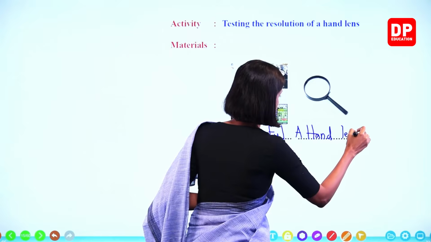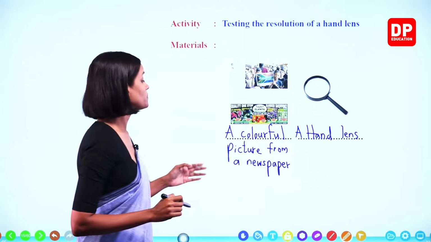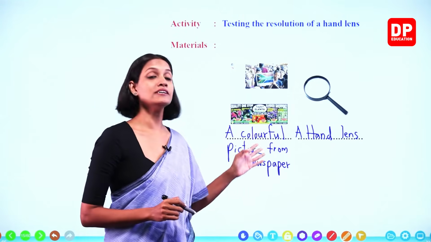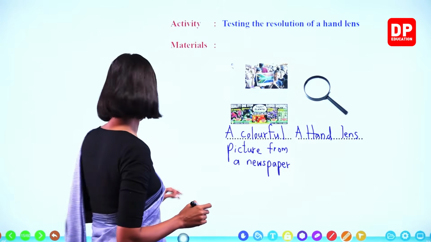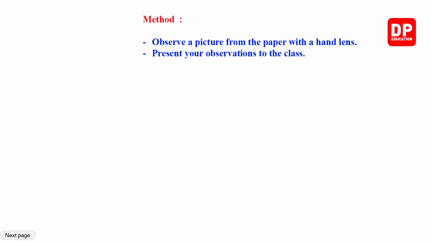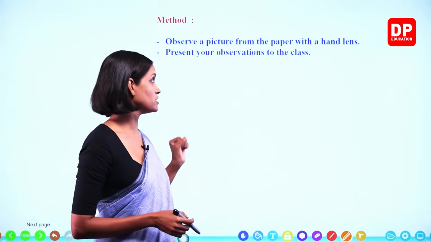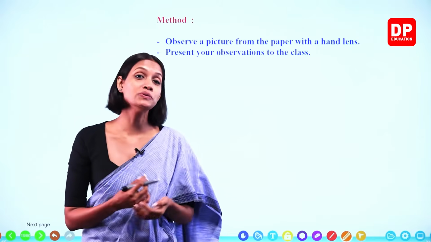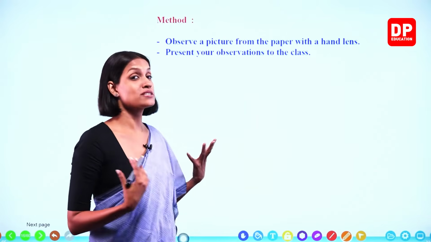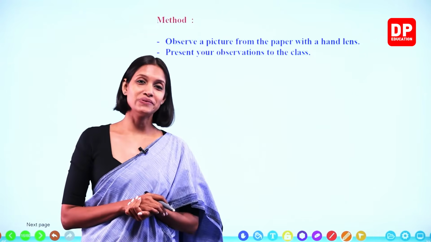A colorful picture from a newspaper and a hand lens. Okay, so how to do this activity? It's very easy. Observe a picture from the paper with a hand lens. Present your observations to the class. Okay, children, you have to observe the colorful picture under the hand lens and you can discuss what happened. We'll do this activity now.